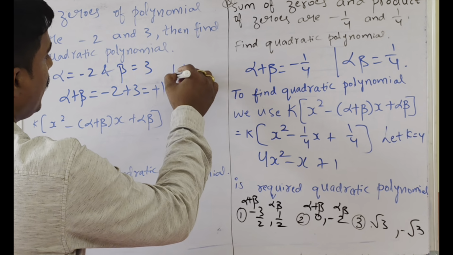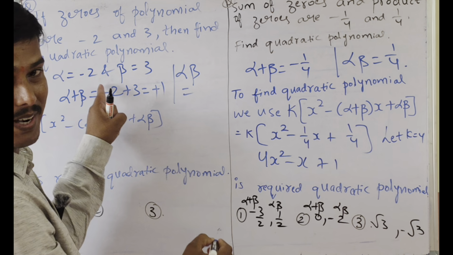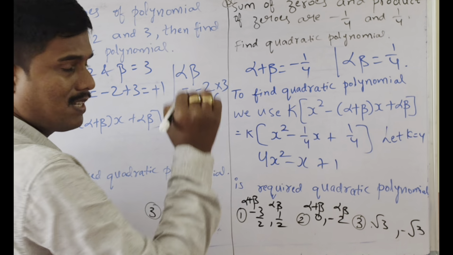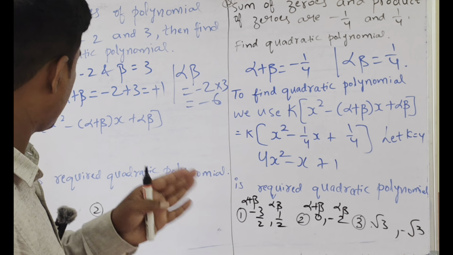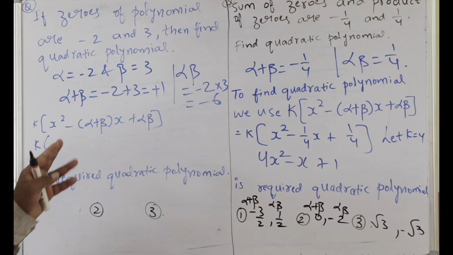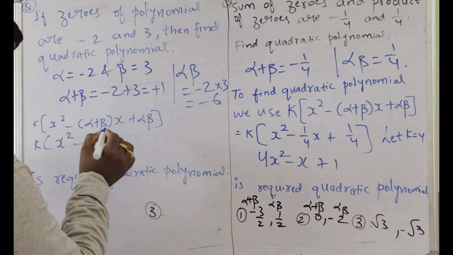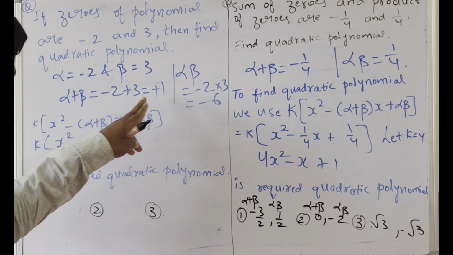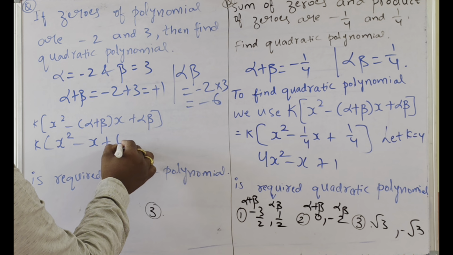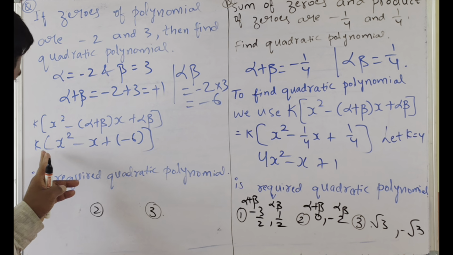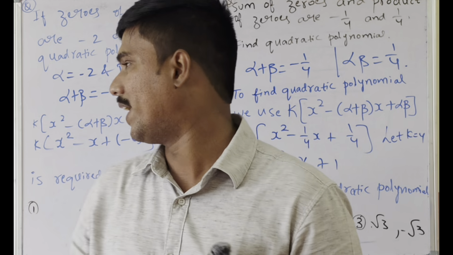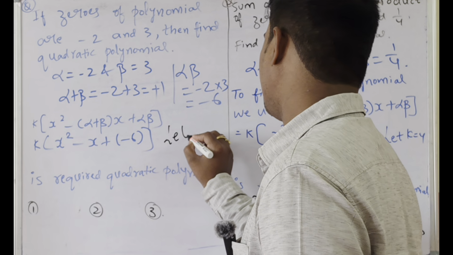What is alpha into beta? Alpha is minus 2, beta is 3. Minus 2 into 3, nothing but minus 6. Now substitute. K is a constant, we'll choose the next step. x square as it is, minus alpha plus beta, how much did we get? 1. So 1x, nothing but x only. Alpha into beta is minus 6, so plus of minus 6. Now in the denominator, nothing is there, which means it's constant. We should take it as 1. So let k equal 1.